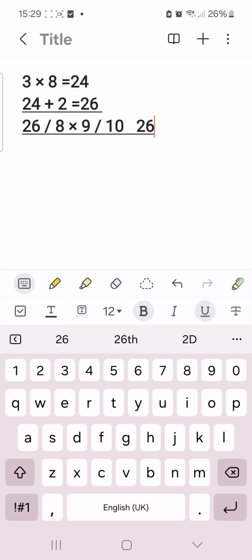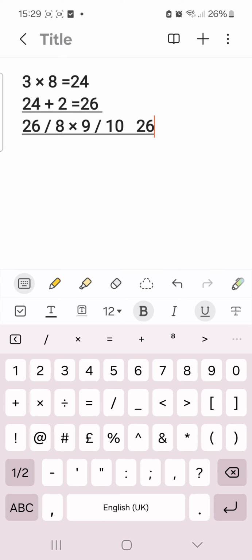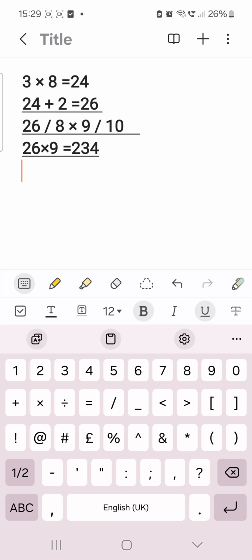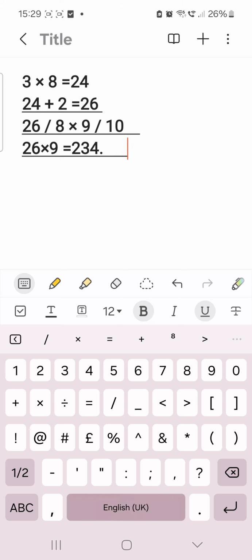So 26 times 9. 26 times 9 is equal to 234. Because look, I'm just going to show you an example. So let's just go a bit further so you guys understand.